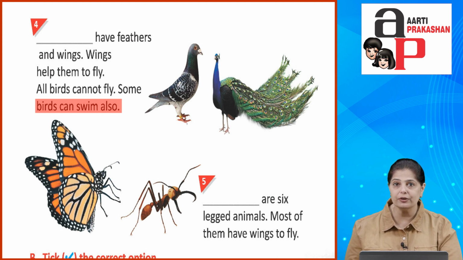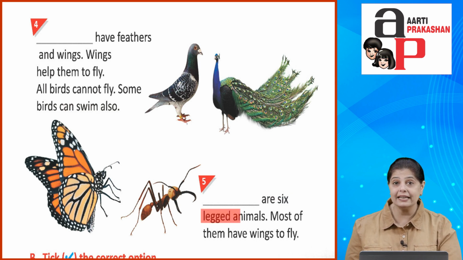Then some birds can swim also. Which are these birds? A duck. It's a bird which can swim also. It can fly also but not very high, a little bit. It can take a small flight but not a bigger one. Okay, clear? So now let's look at the next one.